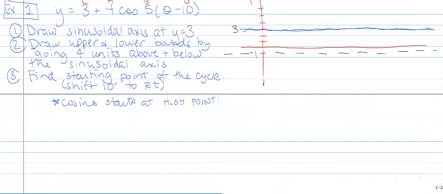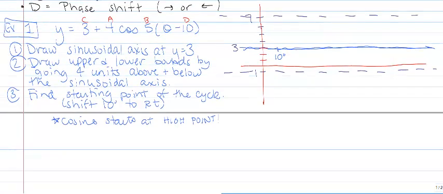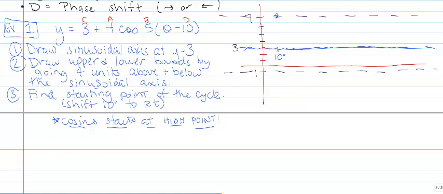So let's go ahead and write. When I would plot that, I would go over 10 degrees on my sinusoidal axis, the new one, the blue one. And now remember that cosine starts at a high point. So since I'm starting at 10 degrees, a high point obviously is going to be my upper bound, or up here at the 7.